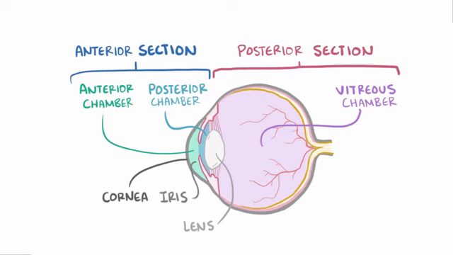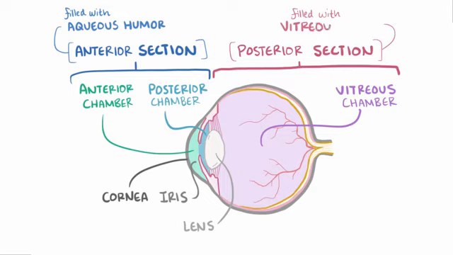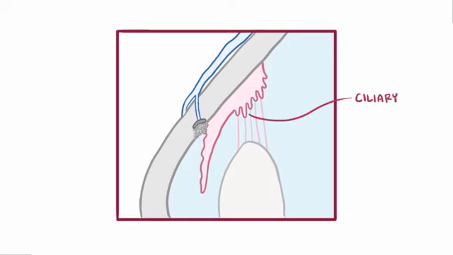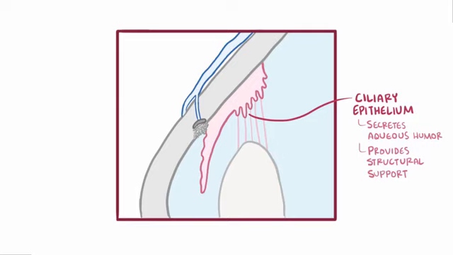Typically, each of these chambers is filled with fluid. The chambers in the anterior section are filled with a liquid called aqueous humor, and the posterior section is filled with vitreous humor. The aqueous humor is a transparent, watery fluid that's secreted by the ciliary epithelium, which, in addition to secreting aqueous humor and providing nutrients to the lens and cornea, provides structural support and helps to keep the shape of the eye. So that fluid's secreted into the posterior chamber, and then flows through a narrow space between the front of the lens and the back of the iris through the pupil to the anterior chamber.